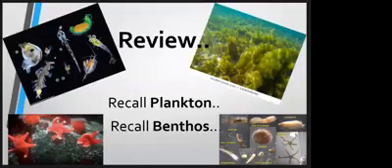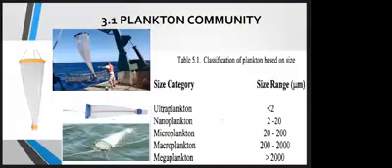So now let's focus first on the plankton community. As you can see, this is the size category or classification of plankton based on size. We have the ultraplankton, the nanoplankton, the microplankton, the macroplankton, and the megaplankton. These are their size ranges. As you can see, the megaplankton is greater than 2,000 microns.